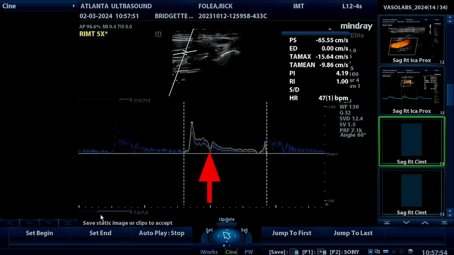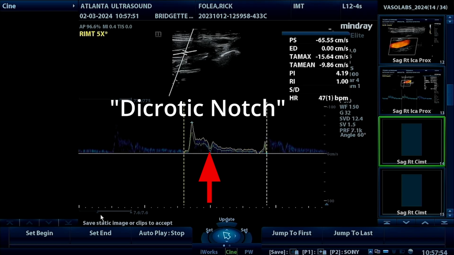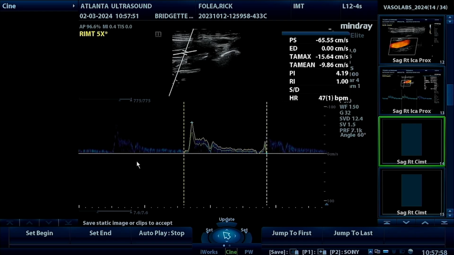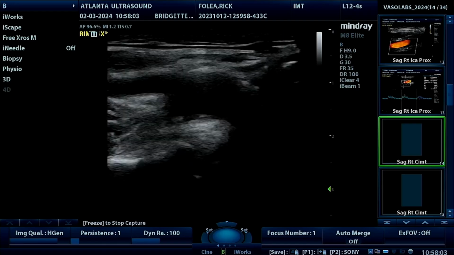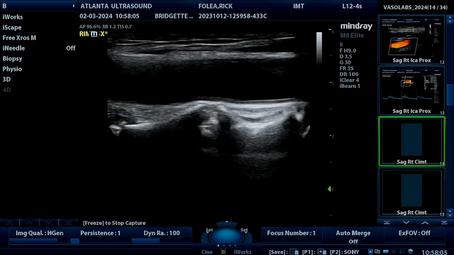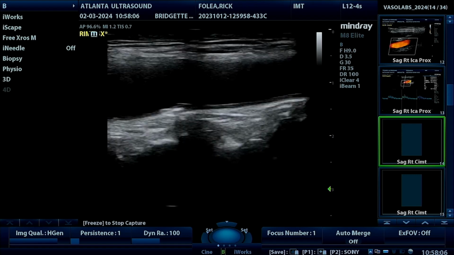This little bump in the waveform is called the Dicrotic Notch. That's where the aortic valve closes, so we see a bump in the blood flow. If we don't see a nice abrupt bump, then it means the aortic valve might have issues. Looks like mine is solid. That's good to know. Now we'll head back to the bulb and finally take our CIMT measurements.